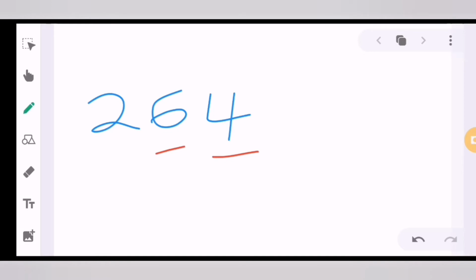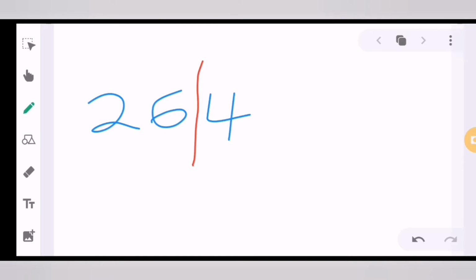So if we have the number 264, to round this to the nearest tens, let us start from there. On the place value chart, we know this is our units, this is our tens, 6 is our tens. So before we get to the tens, I advise my learners, place a line between that number, tens, and the next number, the units.